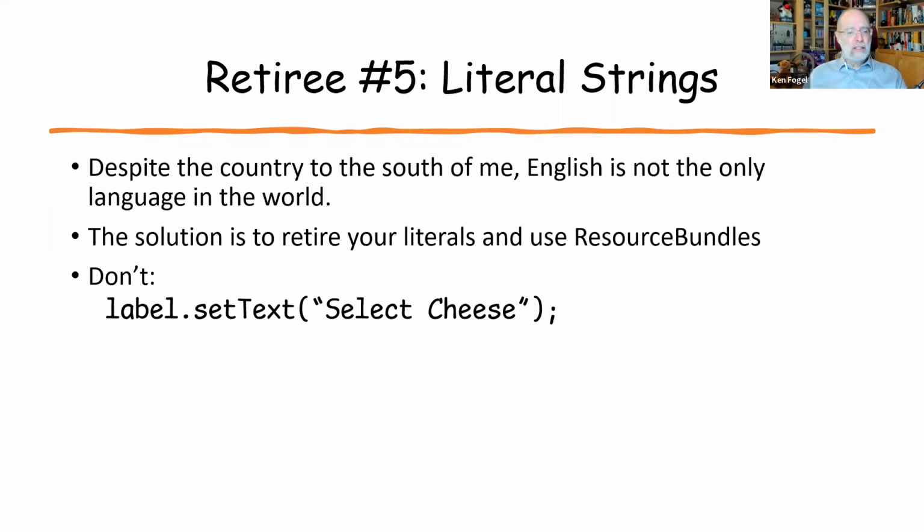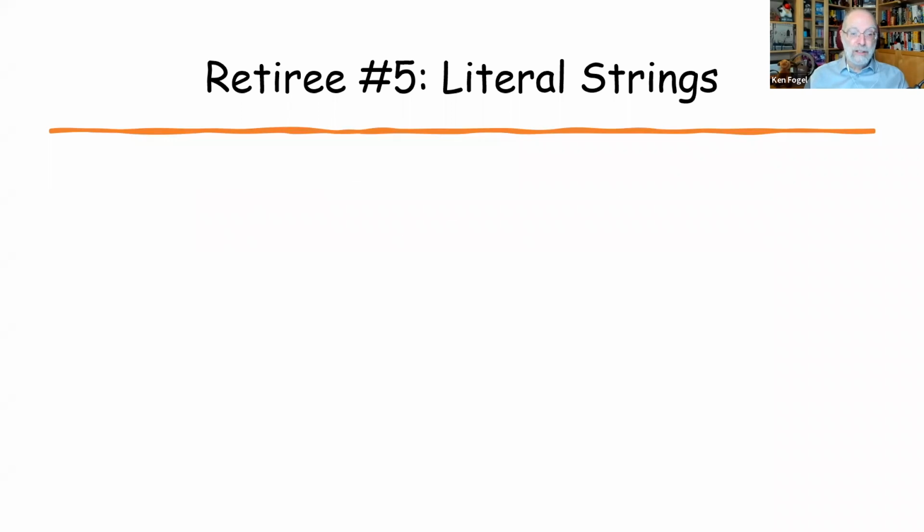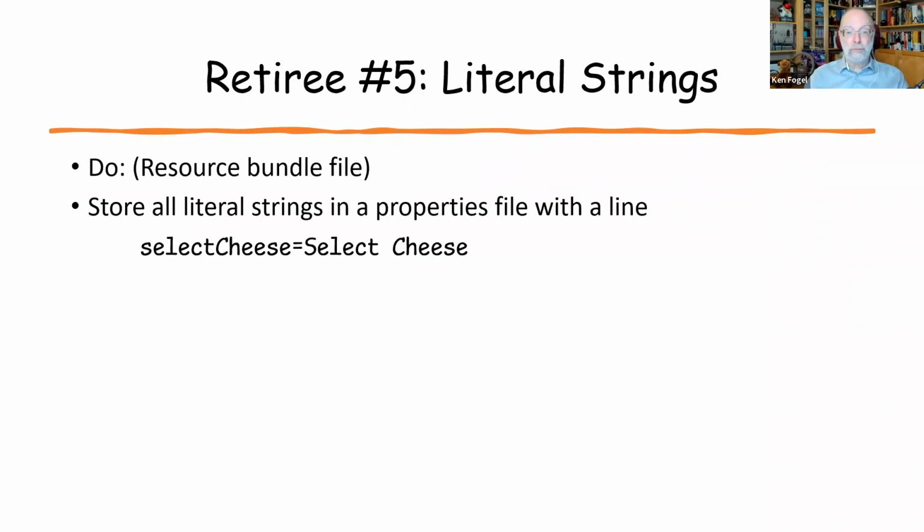I need to put text on the screen, and I'm going to say select cheese. But there's the literal. If I suddenly discover, and let's use Canada as an example, I've written this in English, but of course, we have 2 official languages. Software in Canada is expected to run in both English and French. You don't want to have 2 different code bases for the individual languages. The solution is the resource bundle.